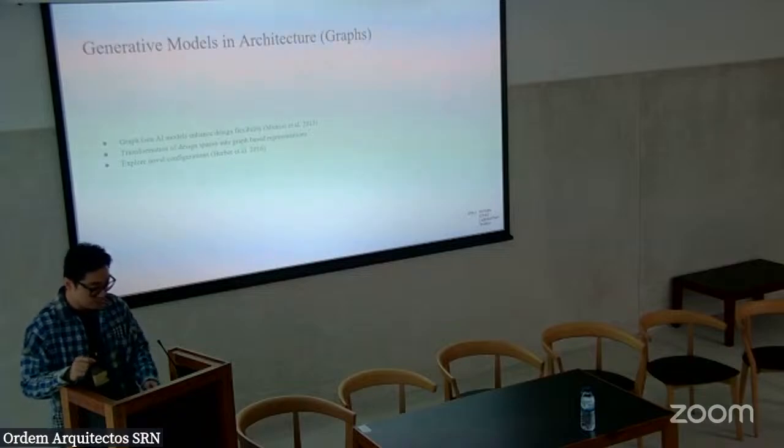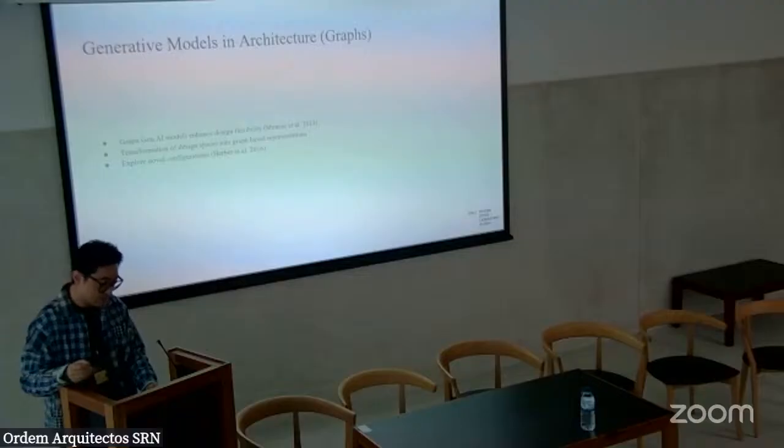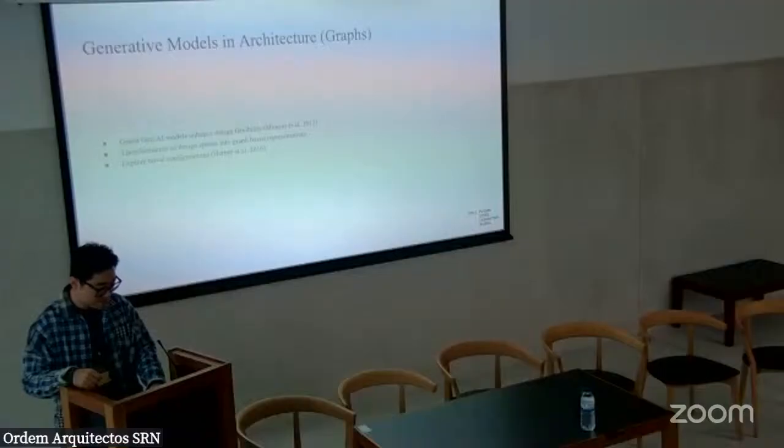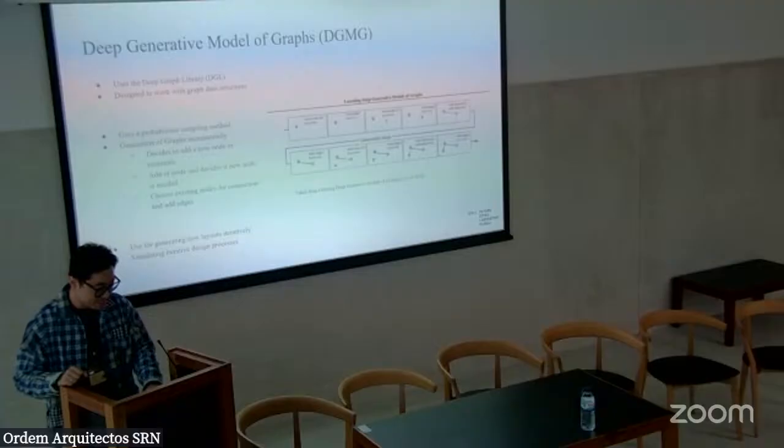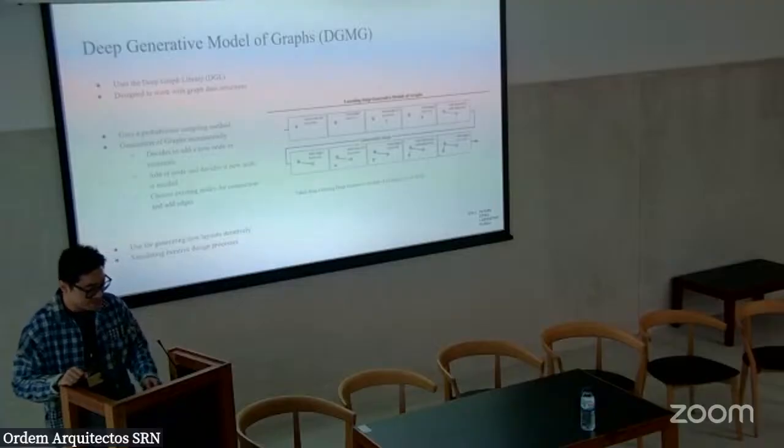This allows us to explore novel configurations that might not have emerged from traditional CAD modeling. By leveraging these models, architects can automate aspects of the design process and focus on higher level reasoning, giving us a bit more space to think about other stuff. First, let's take a look at DGMG, which uses the Deep Graph Library.